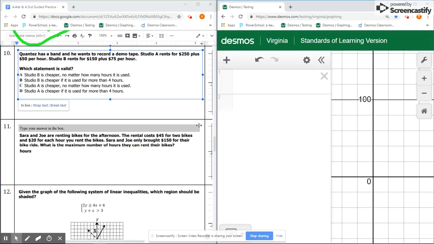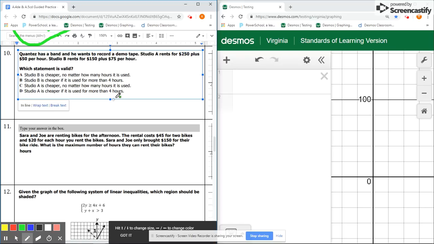Number 10. Quantanez has a band and he wants to record a demo tape. Studio A rents for $250 plus $50 per hour, and Studio B rents for $150 plus $75 per hour. Okay, so if we think about this, we have 2 different studios, so we need 2 different equations or inequalities, however we want to think about it. I'm going to write equations because we're equal to here. So I'm going to do Studio A for 1 color, and we'll do Studio B in a 2nd color.